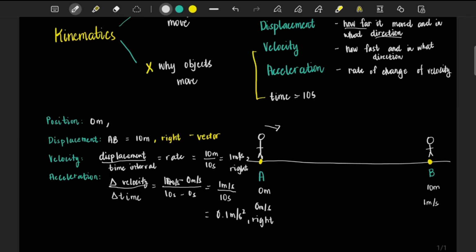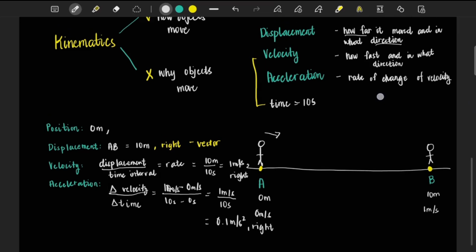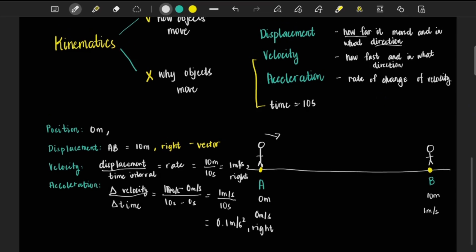And that is all for this video, a basic definition of the 4 key terms in kinematics of motion.